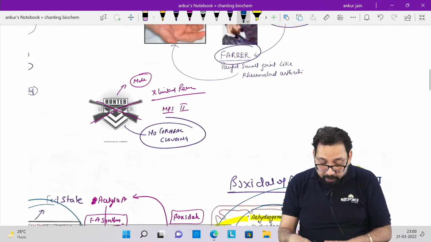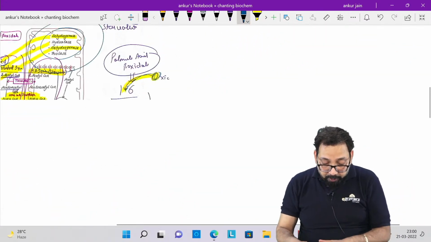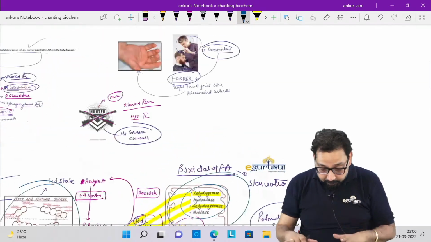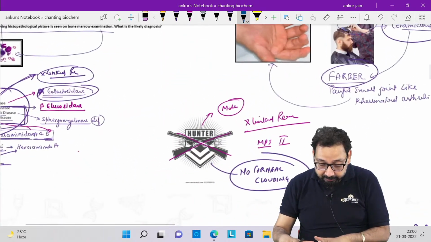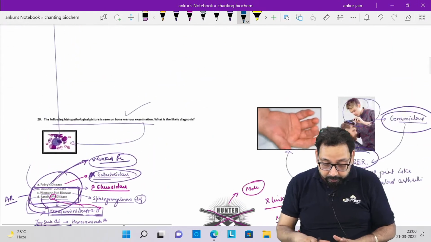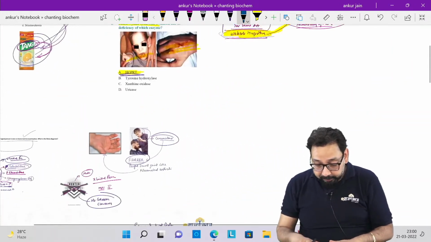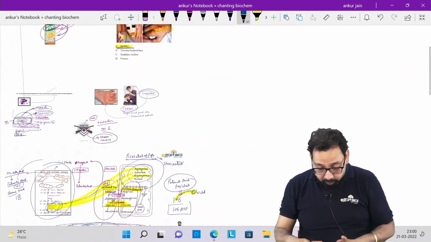Okay. Hunter's disease: no corneal clouding in Hunter's disease, X-linked, MPS type 2. Yes, Farber disease. I think we have revised most of the things.